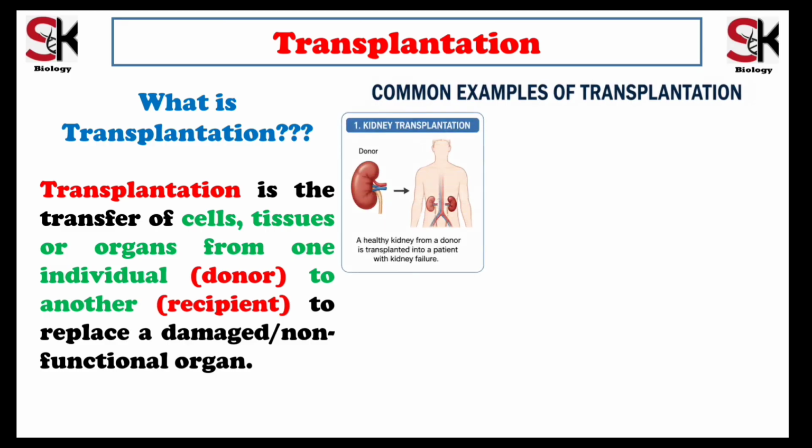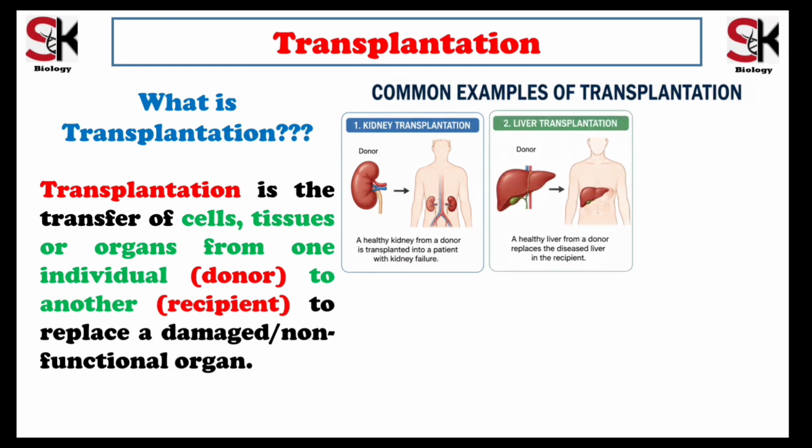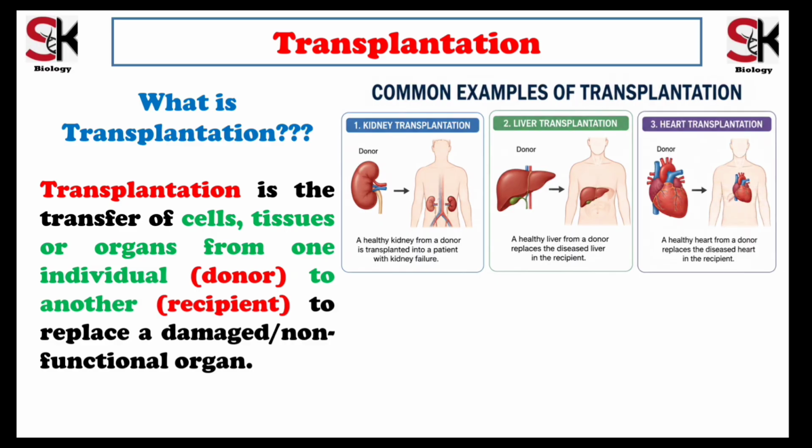The first one is kidney transplantation, where a healthy kidney from a donor is transplanted into a patient with kidney failure. The second one is liver transplantation. Here, the diseased liver of the recipient is replaced with a healthy liver from a donor. The third one is heart transplantation. In the same way as liver and kidney, a healthy heart from a donor is transplanted into the recipient.